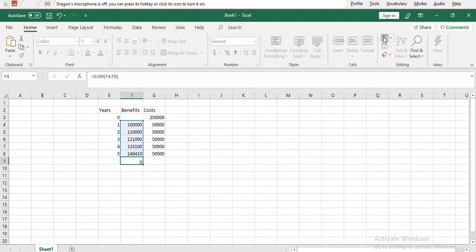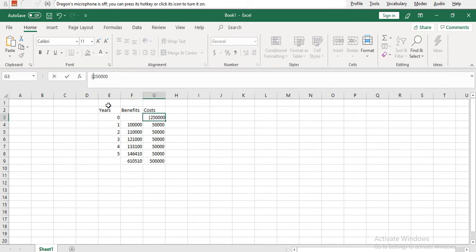We calculate the total of benefits that we achieved. So we got the total of benefits and the total of costs. Now we take a ratio between total benefits and total cost. I'm doing this without including a discount factor.